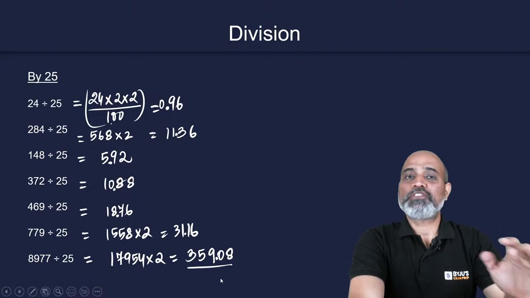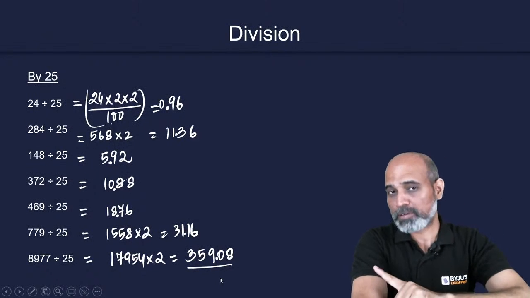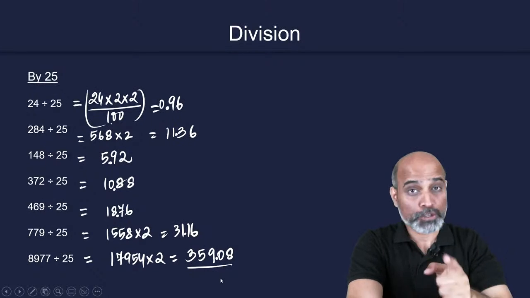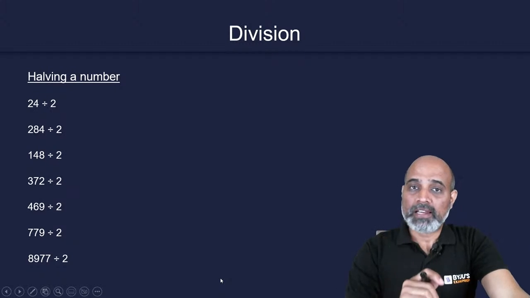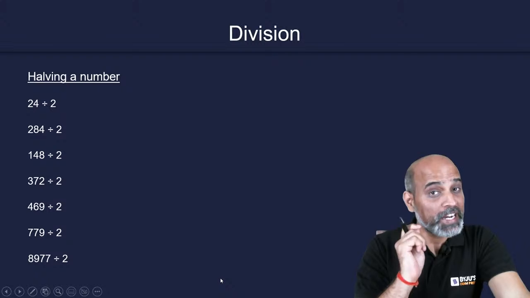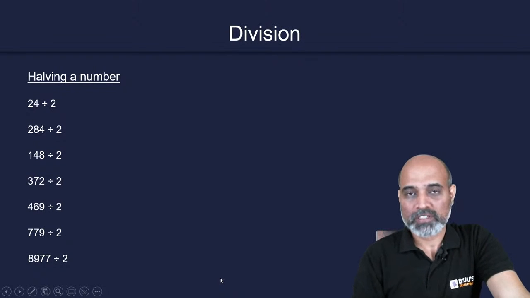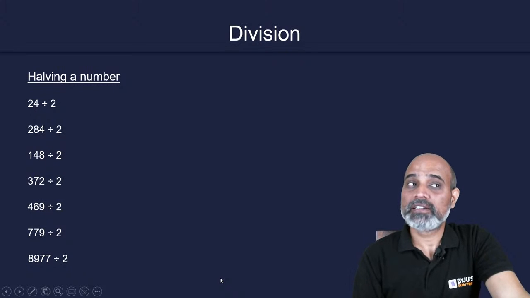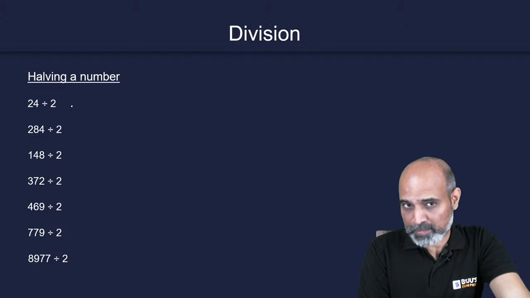So far we have done doubling a number. That helps us solve division, dividing a number by 5 or 25. Now, let's go to the second part. If you can divide a number by 2, in other words, if you can halve a number, then you can actually do a lot of other calculations also quick. So how do you divide a number by 2?